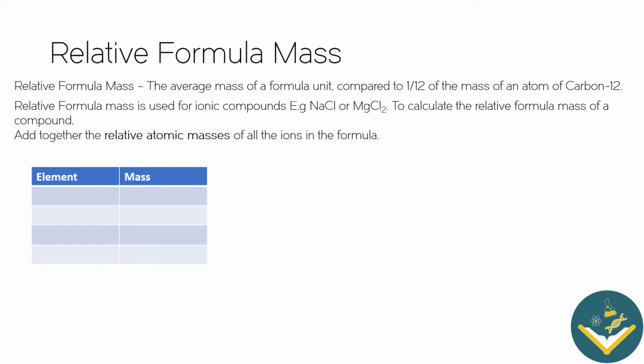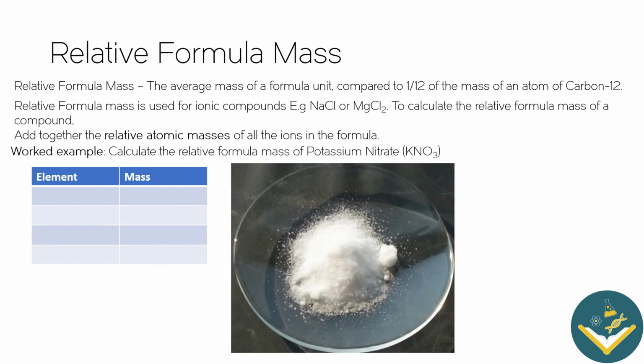Now, to calculate the relative formula mass of a compound, we simply add together the relative atomic masses of all the ions in a formula. So for example, calculate the relative formula mass of potassium nitrate, which is KNO3. So what we need to do is find each of those elements on the periodic table. So we'll start off with potassium, which is K. Now, if we have a look on the periodic table, we can see that potassium has a mass of 39.1.